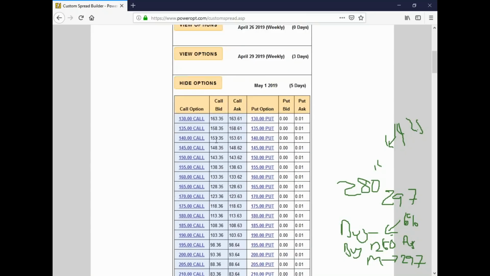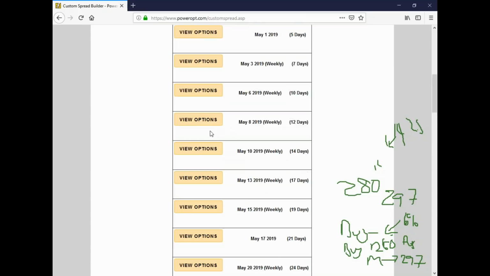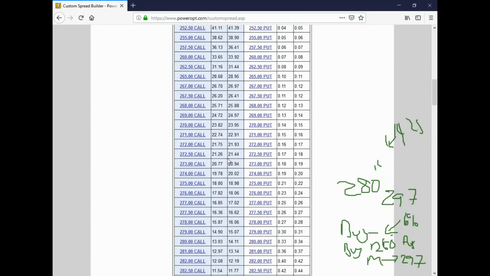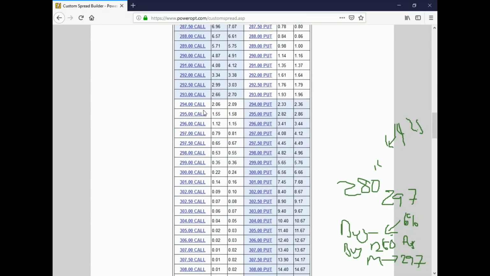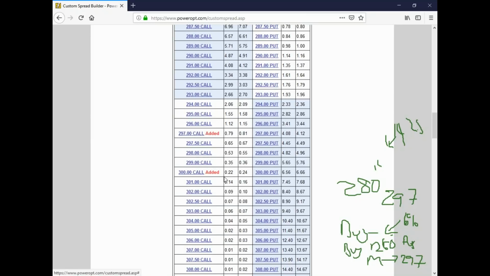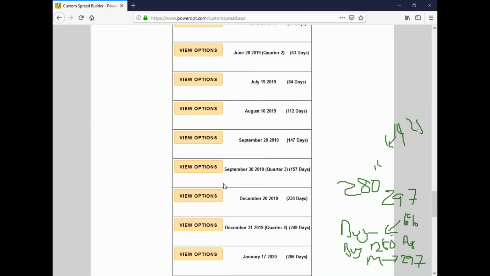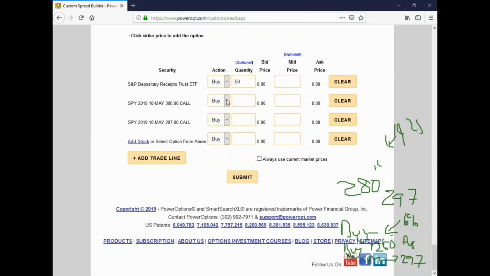I want to be May 10th. I'm sorry, I want to be May 10th. Yeah, but instead of doing the calendar, I think what he was saying is buy 1.3 delta, say the 300, and sell this one. And so you're in a bear call spread with 50 shares. Maybe that's what he meant.